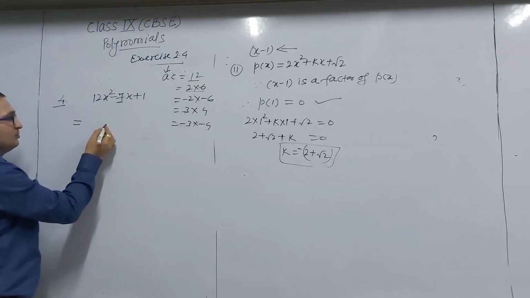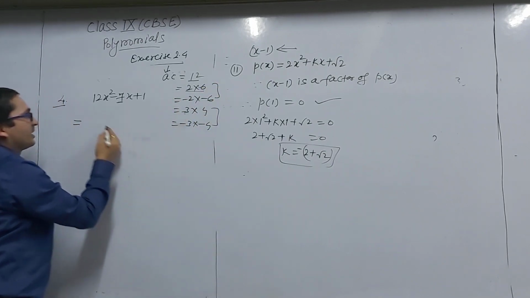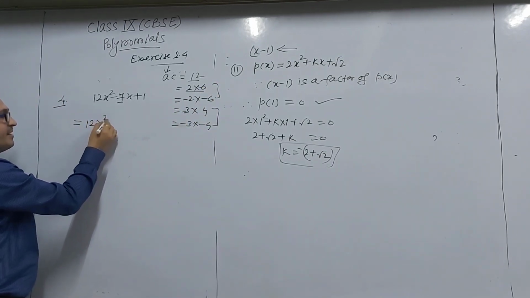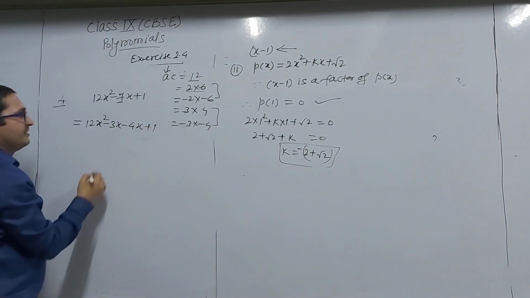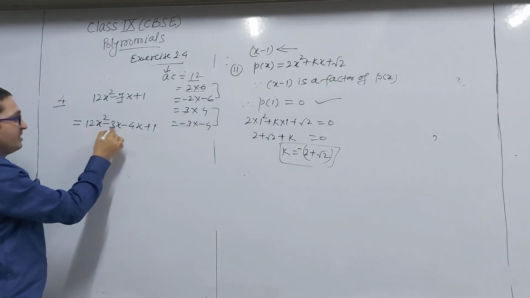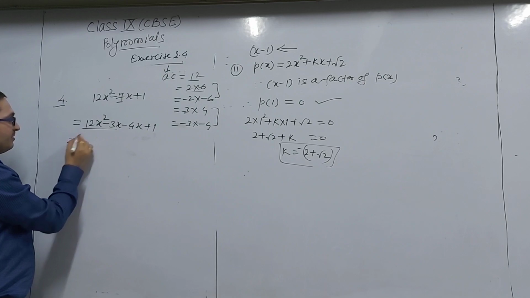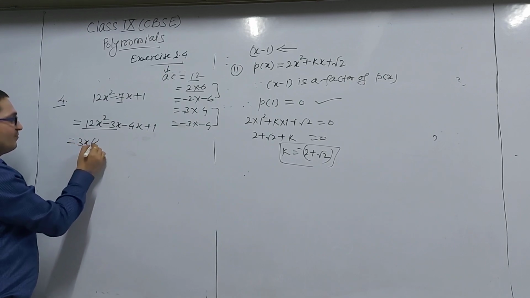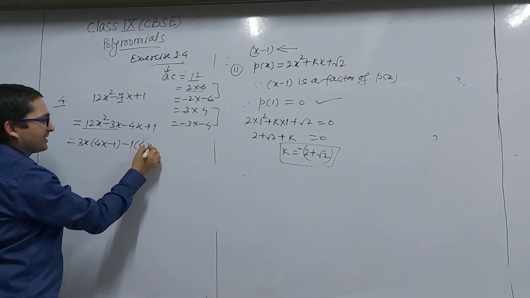So what will you do? These two are the same. There is no difference in these two. Okay. 12x square minus 3x minus 4x plus 1, right? So instead of minus 7 you can write minus 3 minus 4. Minus 3 minus 4 is what? Minus 7. Now take common 3x, 4x minus 1, minus 1 common, 4x minus 1, right?